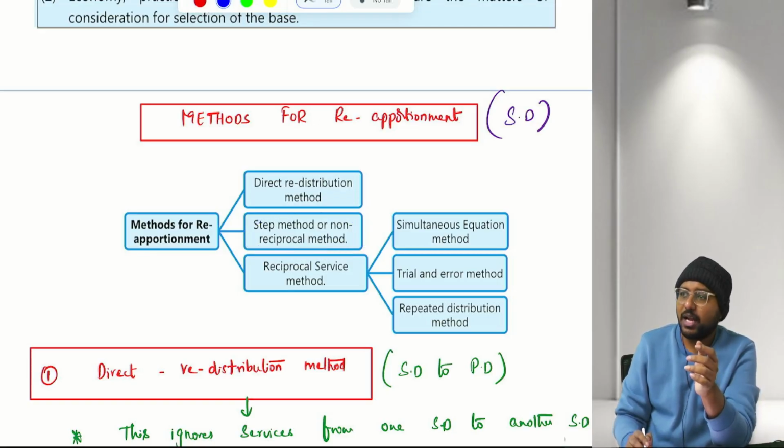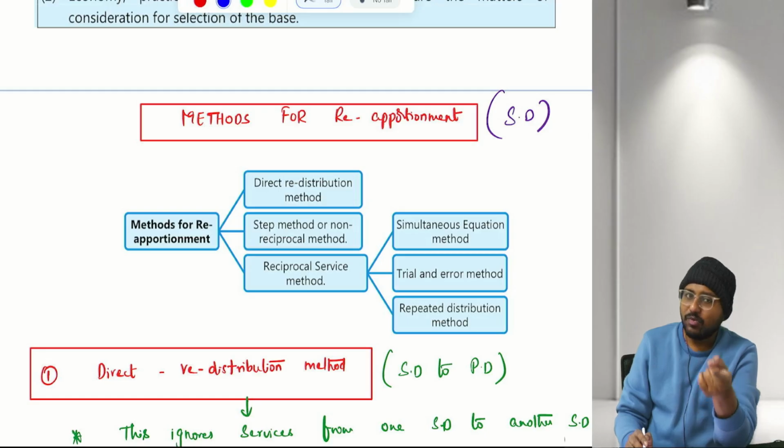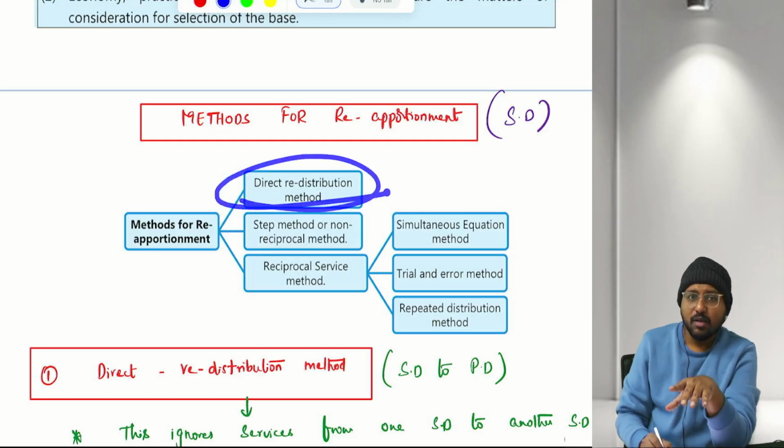Right. Now coming on to step ladder method. Here what happens, I told you it's a one-way traffic. One-way traffic means either a service department will give service to another service department or it will take service from another service department. Only one will happen, 2 will not happen. So it's not like a two-way traffic. Under this method, we will completely ignore one service department providing service to another service department. Under this method, we will consider only one side.